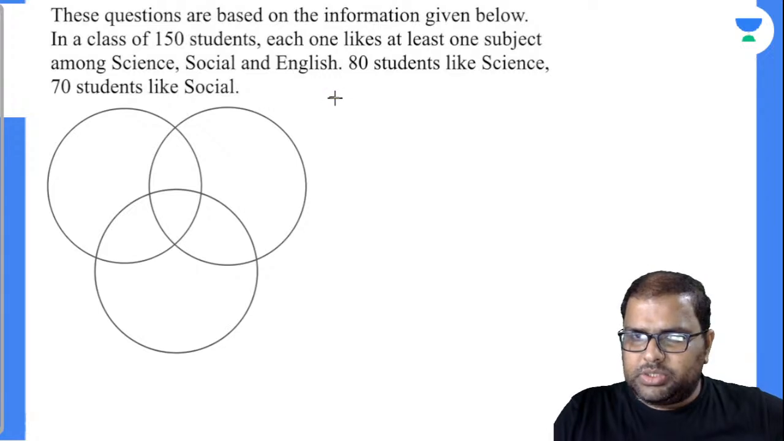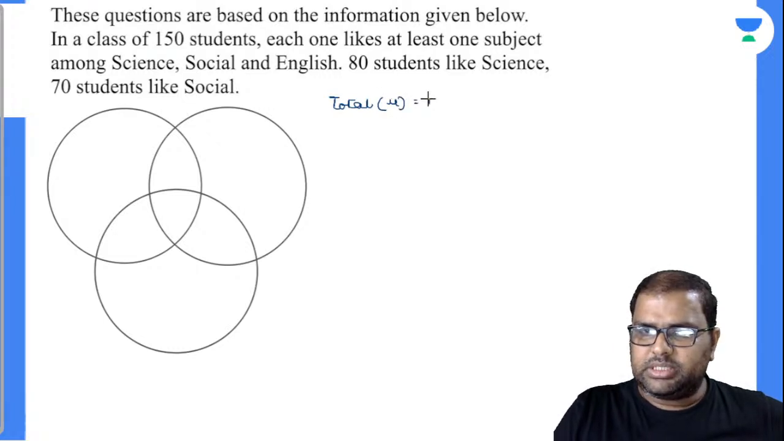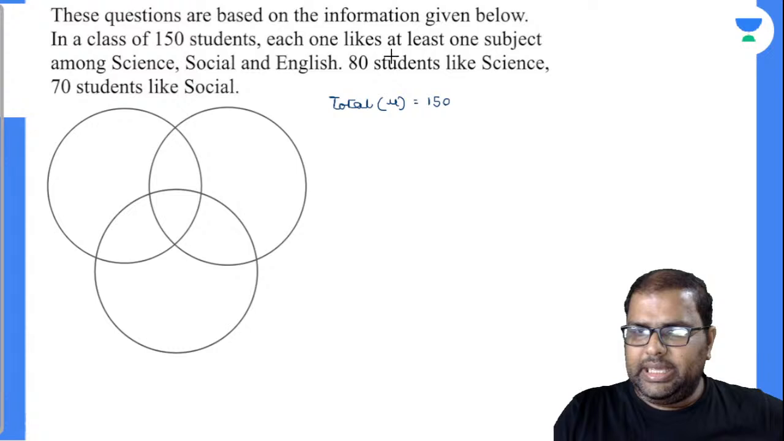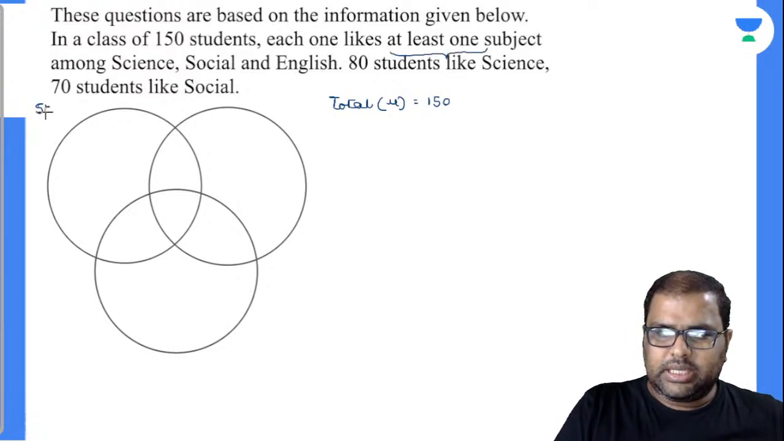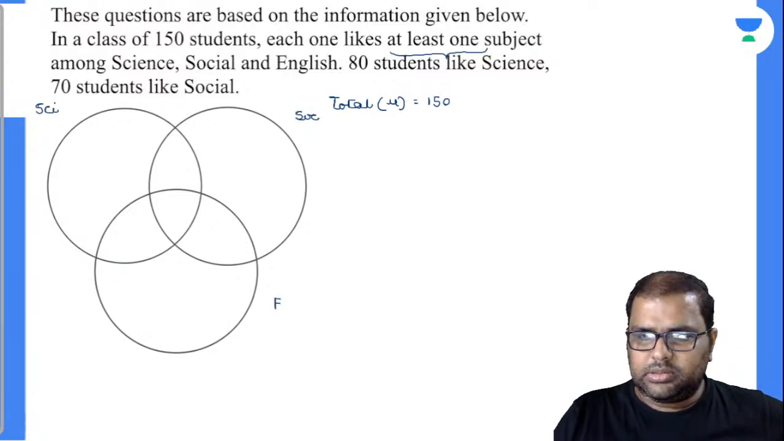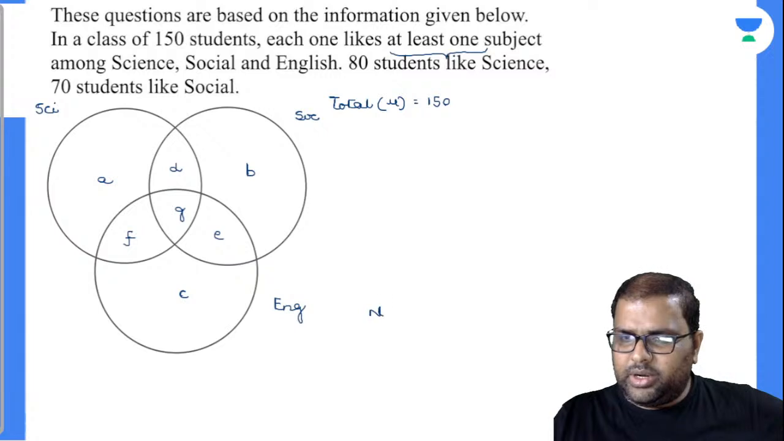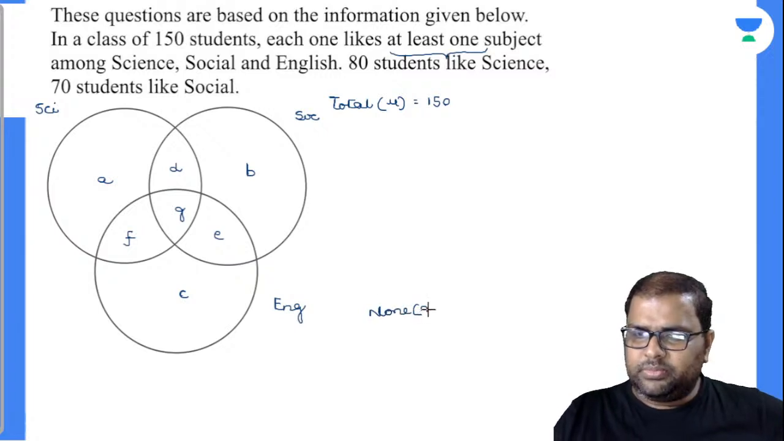So I'll take up this total value. These questions are based on the following information. In a class of 150 students, means total there are 150 students. Each one likes at least one subject among science, social and English. I'll take down this as science, social, English. Take down the alphabets A, B, C, D, E, F, G. Now look, none value is 0 according to the data given there.